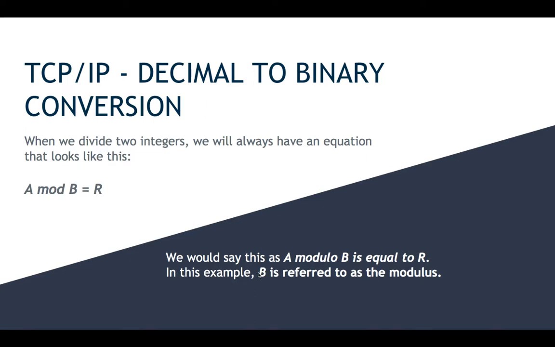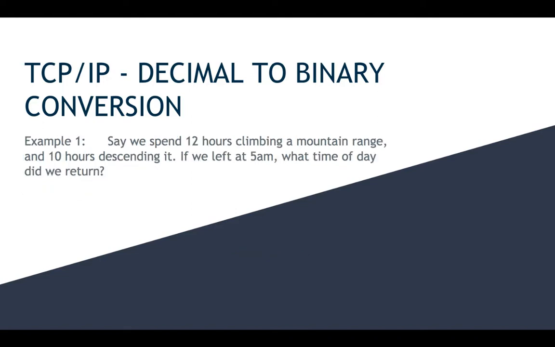What we're talking about is instead of a divisor, it's a modulus. We're trying to find out what the modulo is. And that's the remainder after a number is divided into another number. We have nothing but integers in this equation. Say we spend 12 hours climbing a mountain range, and 10 hours descending it. If we left at 5 a.m., what time of day did we return?